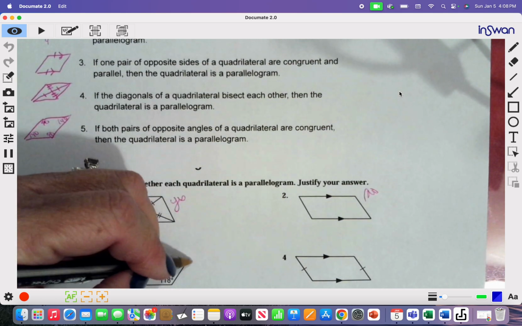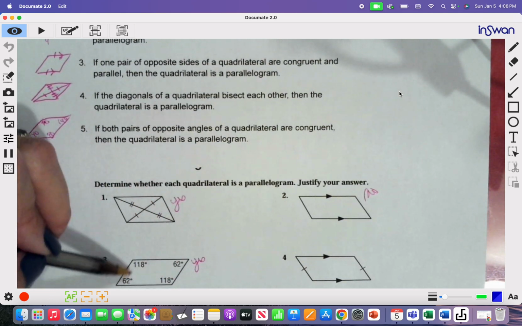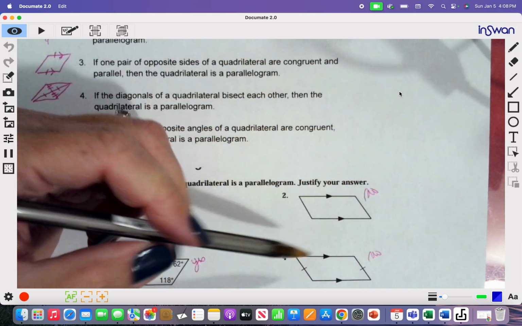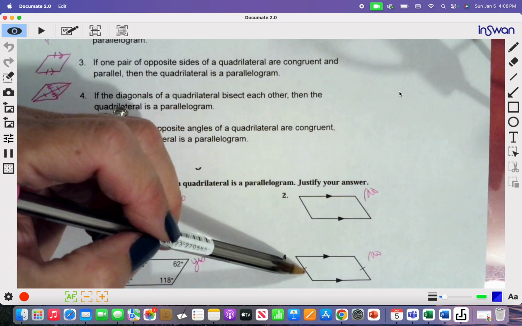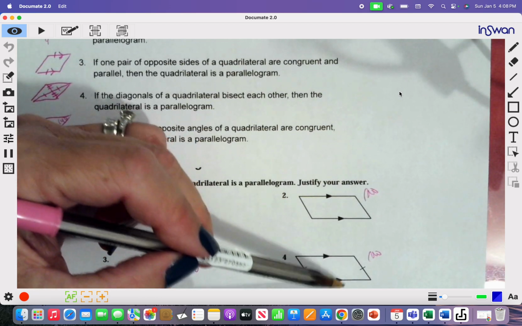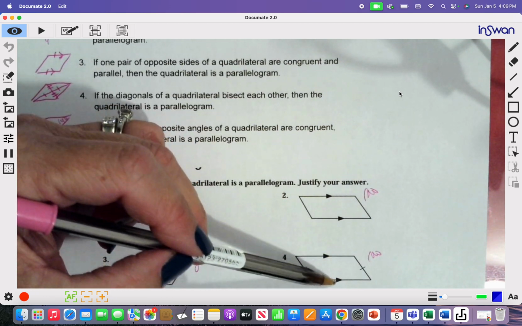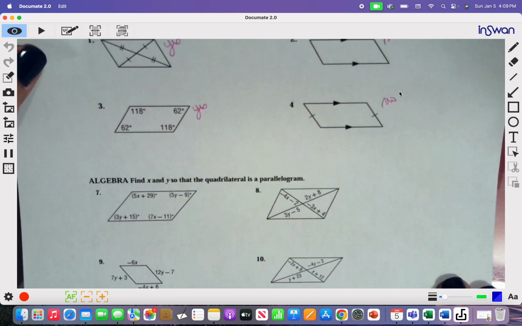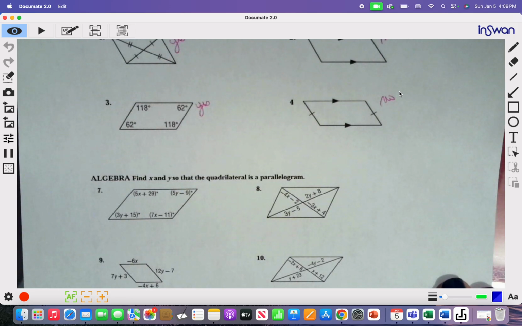Number 3 is an automatic yes because opposite angles are congruent. And number 4 is a no because the wrong side is congruent. It would have to be this side is congruent because they're purposely saying that these two are parallel. So that's also a no. And next part, find x and y so that the quadrilateral is a parallelogram.